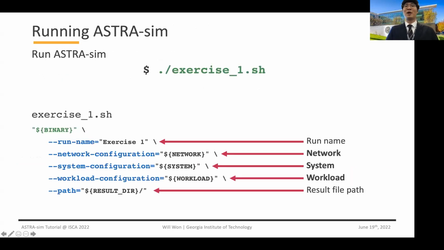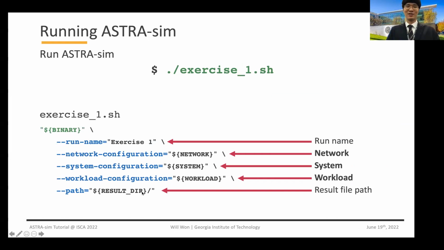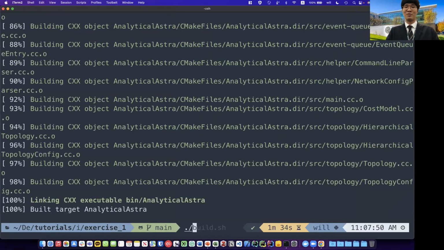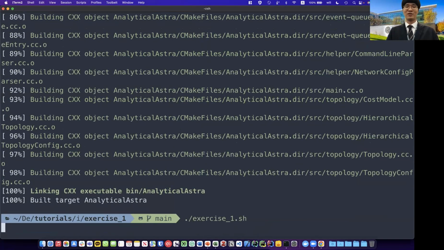So I just pre-populated all this topology network, system and workload files. So what you should just run is this exercise1.sh. It's nothing but it will call the ASTRA-sim binary with the 3 files we just generated, the network file, system file, and workload file. And it will save the result to the results directory. So here the build is done. Let me just run the exercise1 script.